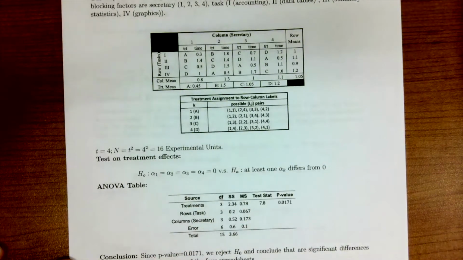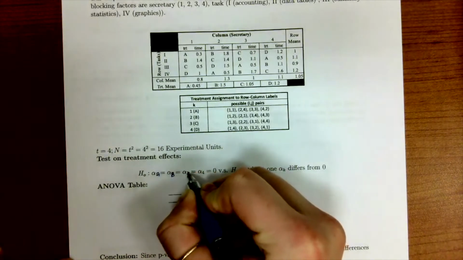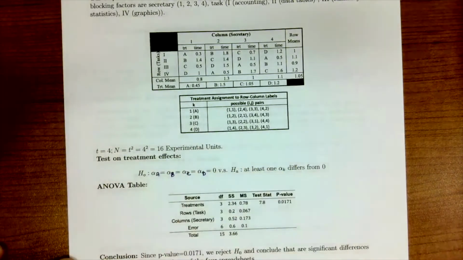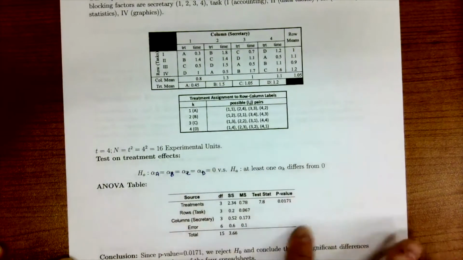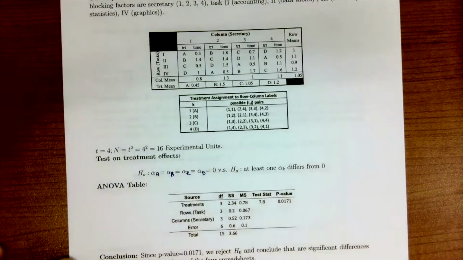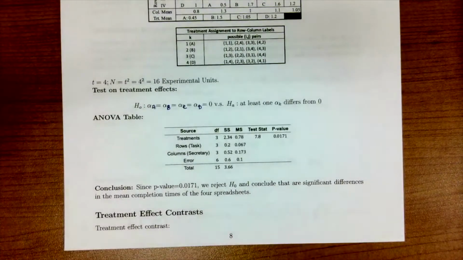And so the first thing that we want to try and look at is maybe our test of treatment effects. So does spreadsheet, this should probably be A, B, C, and D. I'll fix that on y'all's notes. So do these treatments, are they the same or do they differ? And we're going to get this Anova table. So let's jump over to our software to see how we calculate that.